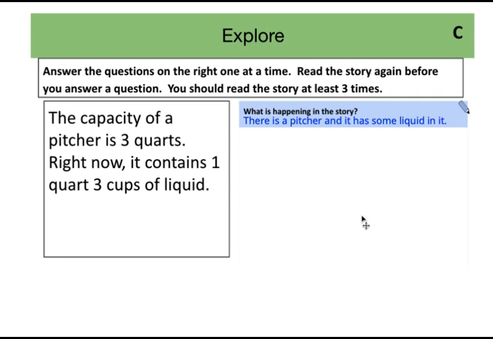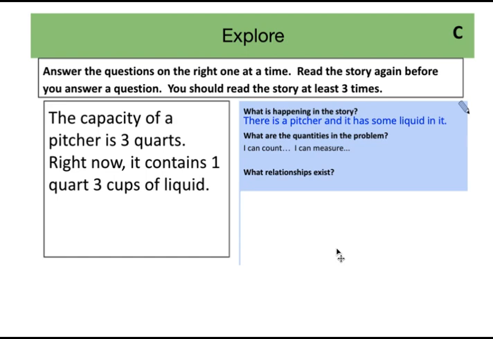Let's go ahead and read for the second time, and then we'll answer a few questions. So the capacity of a pitcher is 3 quarts, okay? Right now it contains 1 quart, 3 cups of liquid. Let's look at the next two questions that you're going to answer. What are the quantities in the problem? You can use those starters: I can count, I can measure, to help you out. And what relationships exist? Go ahead and answer those two questions. When you're ready, you can go ahead and unpause.